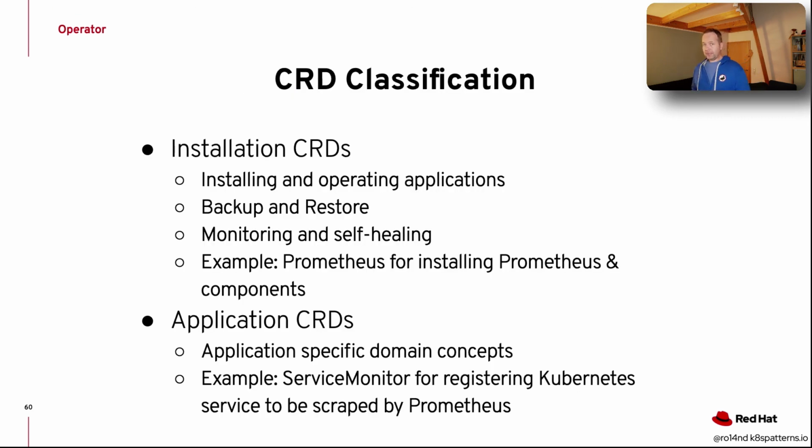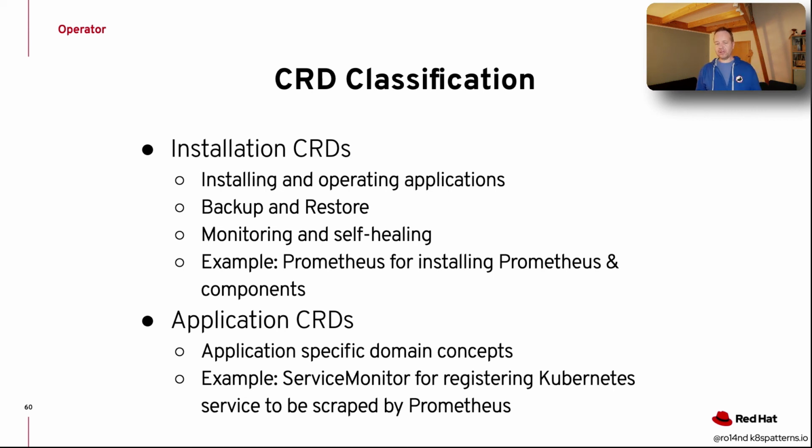Then there's another classification which you can put on custom resource definitions themselves. We distinguish between installation CRDs and application CRDs. Installation CRDs are really about how you can operate an application, like Prometheus, like a Kafka cluster, like anything which you want to run in your Kubernetes cluster. These installation CRDs describe the installation of the application itself. The operator behind the CRD is also responsible for updates and other operational tasks like backup and restore. A good example is Prometheus. There is a CRD with kind Prometheus, and this is for installing a Prometheus monitoring system for you and all the dependent components.